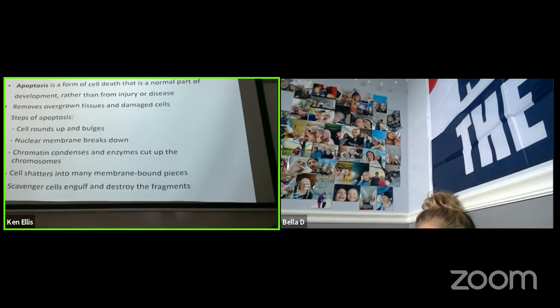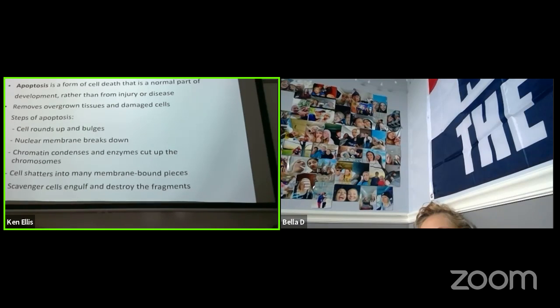We have cells that are programmed for death. When you guys were in your mother's womb, what was between your fingers? Webs. Where'd they go? They're not there now. Where'd they go? These cells had to die. So they had to somehow know to die.